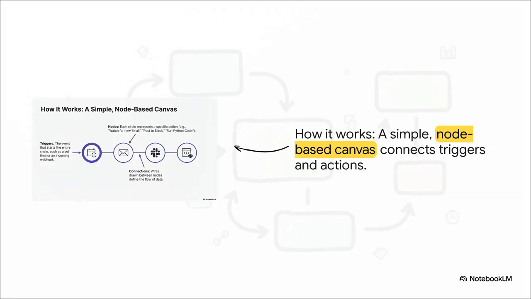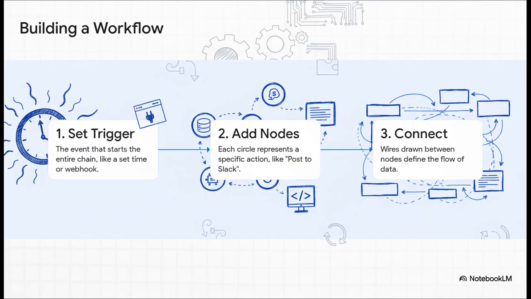So how does it actually work? Well, everything happens on this really clean node-based canvas. Seriously, just think of it like a digital flowchart. You have a trigger, that's the event that kicks the whole thing off. Then you add these little circles called nodes, and each one is a specific action. And then you just draw lines between them to show how the data should flow. It's that simple.